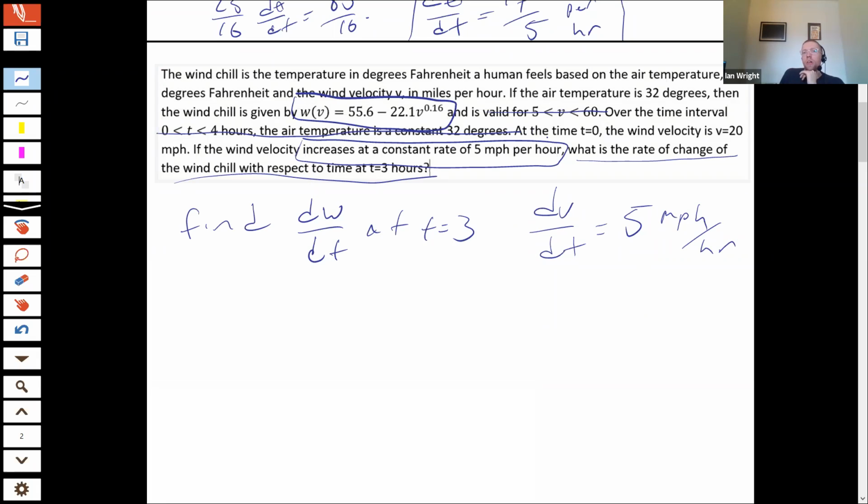And we know, this is why this one's tricky. At time t equals 0, wind velocity is 20. So I'm going to write that down this way. I'm going to say v of 0 is 20. And then we know this function, w of v. So notice I didn't just write down v equals 20, because v is changing over time. Right. So this says v is 20 at t equals 0.